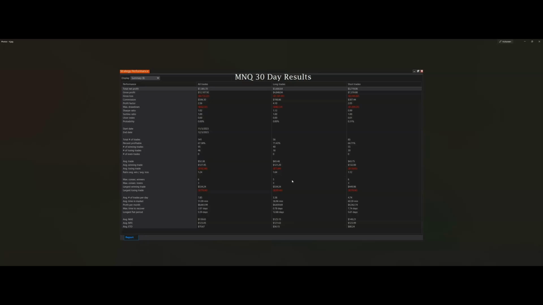So this strategy was designed for passing the Apex evaluation accounts, getting funded and start making real money with Apex. You can see on the MNQ 30-day results, it did a profit of $7,300 and has a profit factor of 2.56, and the drawdown was only $682 during that period. Percent profitable was 67%, with the average winning trade higher than the average losing trade.